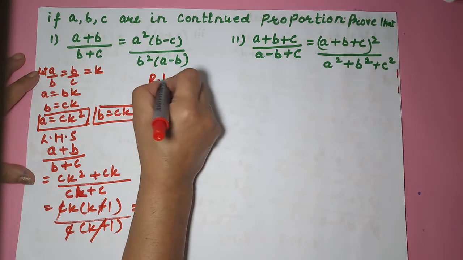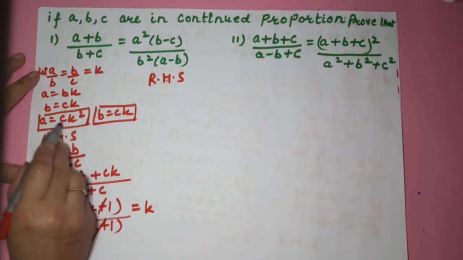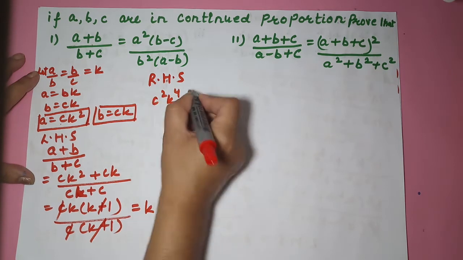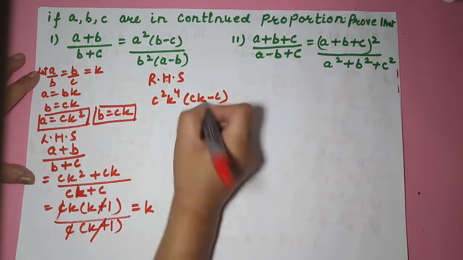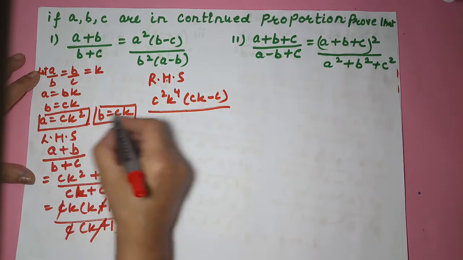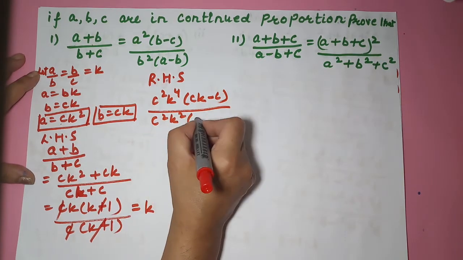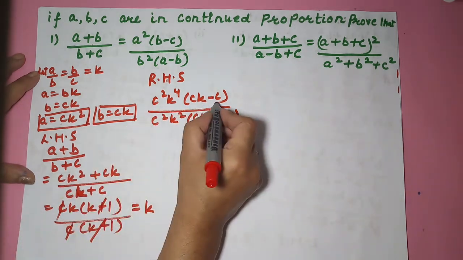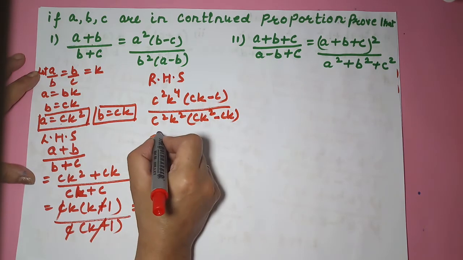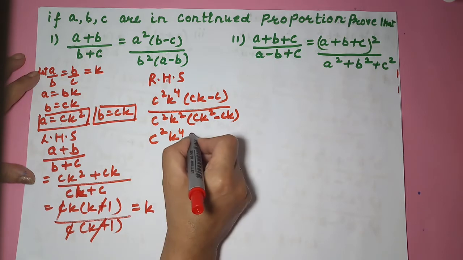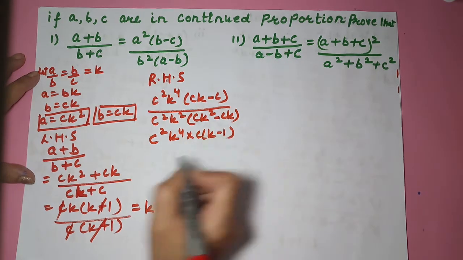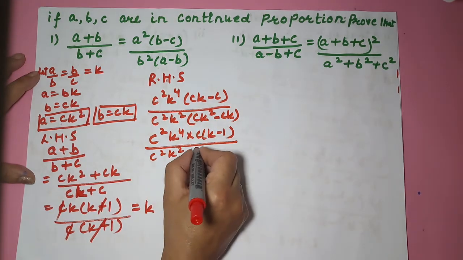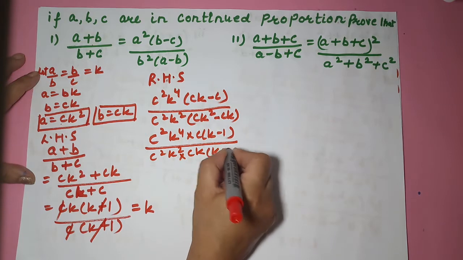Let me go to the right hand side part. I have a square. a square means I have c square k^4. So c square k^4. Then b I have ck. c I don't have to replace. Divided by b square means c square k square. Into a means ck square and b means ck. So here again you can take c common. c square k^4 into c, you will get k minus 1. In the denominator c square k square, you can take ck common. You will get k minus 1.